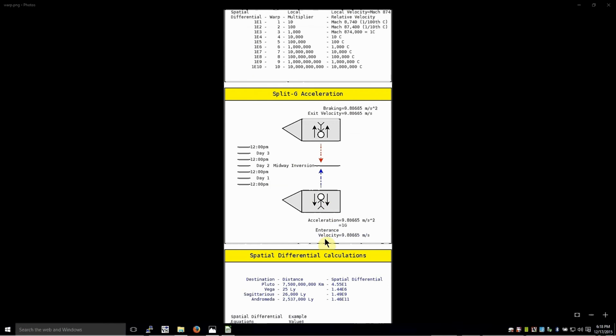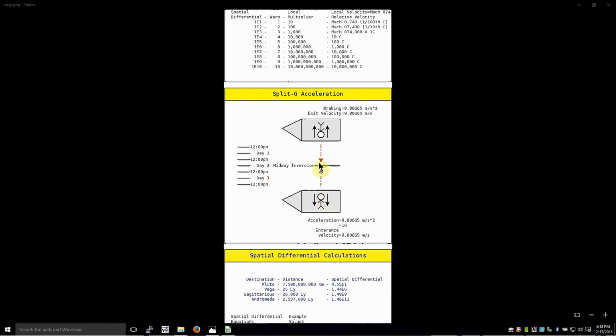Alright, so you have an entrance velocity, which you always have to be moving to start this anyway, so I'm having it at 9.80 and so on. You see that. Alright, so you're going to go between you and the destination. You're going to accelerate at 1 G all the way to the midway point between you and the destination.